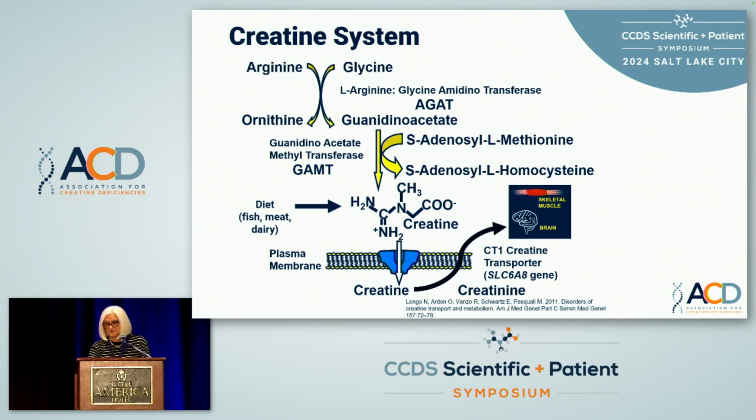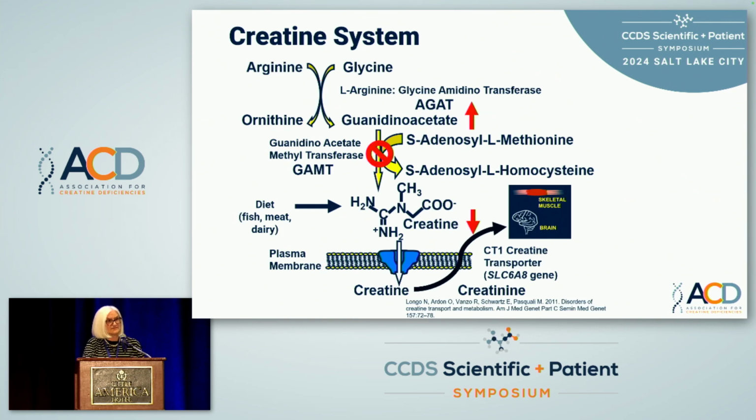So let's see what happens when something in this system goes wrong. If we have an impairment in the first step, so if the enzyme arginine-glycine amidinotransferase does not work properly, then guanidinoacetate cannot be synthesized. So guanidinoacetate will be low, and at the same time, because guanidinoacetate is the direct precursor of creatine, creatine is going to be low.